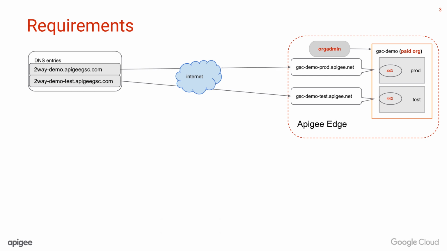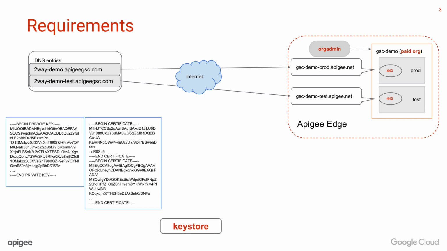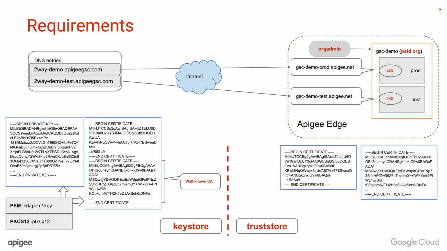Users must have acquired, for the key store, a pair of TLS key and certificate chain from a well-known CA, such as VeriSign, DigiCert. The key and certificate chain must be in either the PEM or the PKCS12 format. Users must also supply for the trust store the CA certificates for the API client certificate. For the trust store, the client CA certificates must only be in the PEM format.